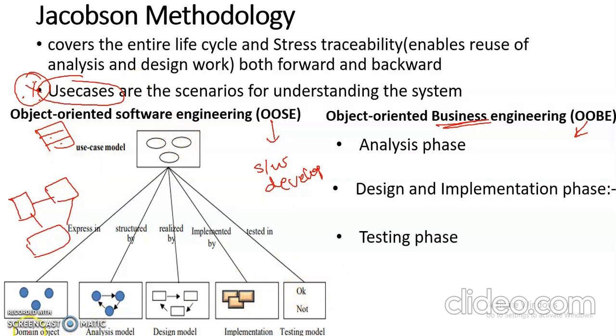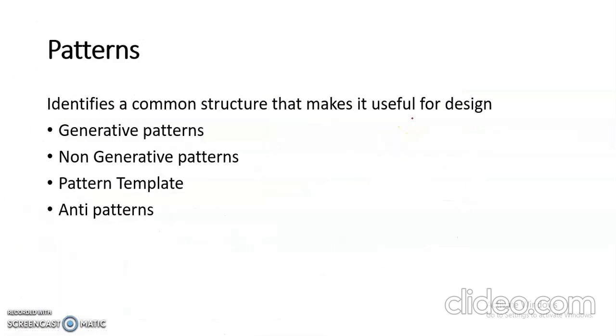So the domain model is just the conceptual classes. The analysis model is the association between the conceptual classes. The design model is a class diagram with the attributes as well as the operations, and then it is implemented using any of the programming techniques, and then it will be tested. And in business engineering, as usual, there are analysis, design, implementation, and testing phases.